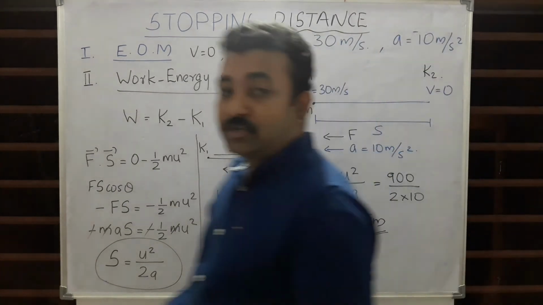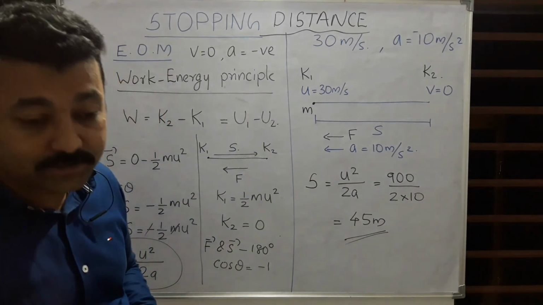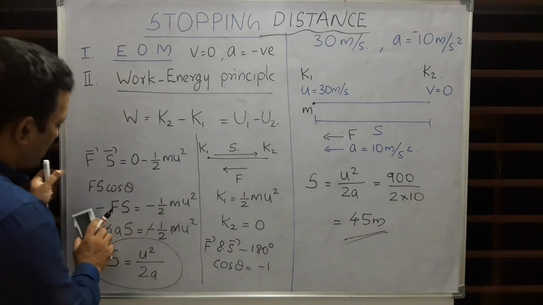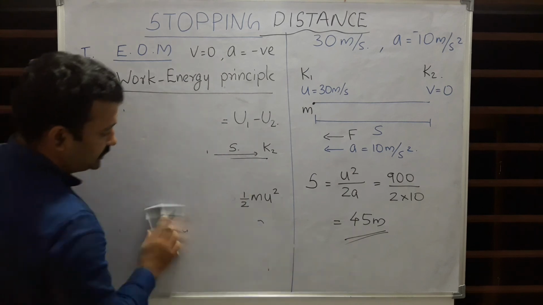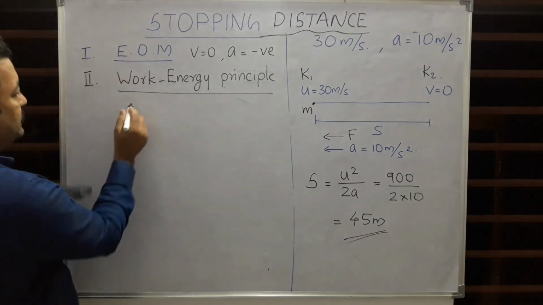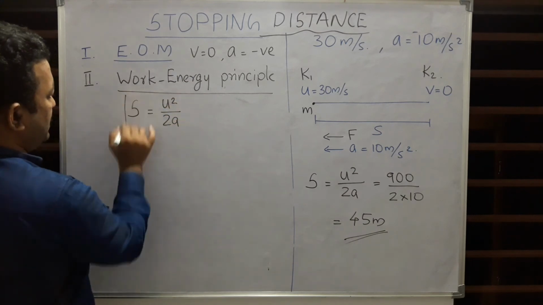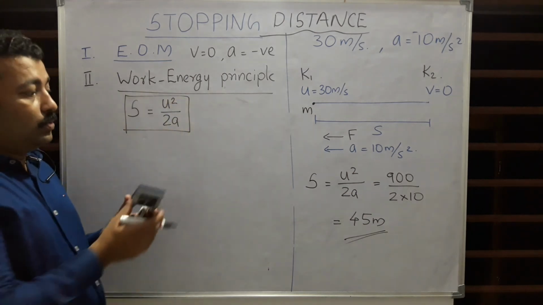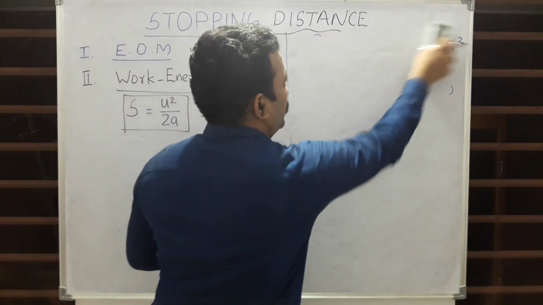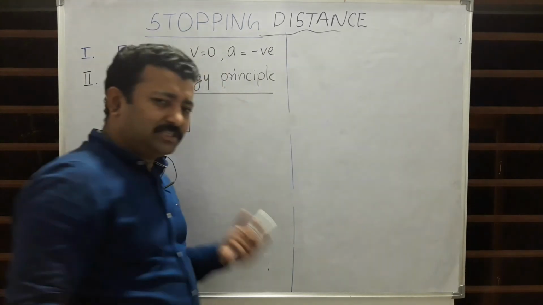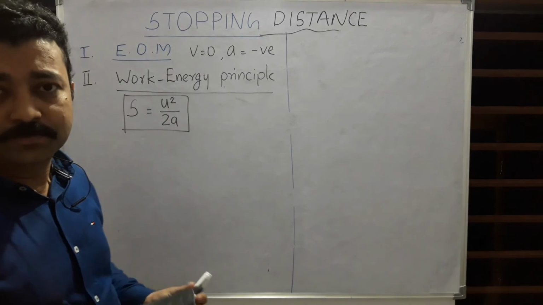Okay, let us extend our understanding of the stopping distance with the help of another couple of questions. Let me take a second problem. We have the stopping distance expression S equals u square divided by 2a. Now, the second problem which I am going to do for you. It is always preferable to solve as many numerical or concept type problems as possible when you study a new concept.